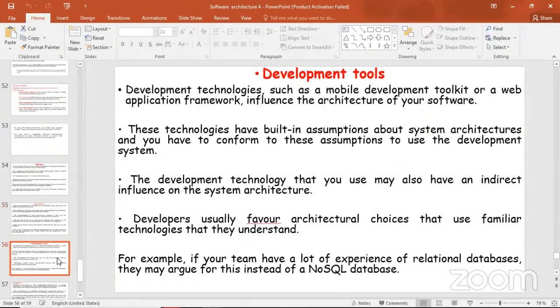Another consideration: development tools. Development technologies such as a mobile development toolkit or a web application framework influence the architecture of your software. These technologies have built-in assumptions about system architectures, and you have to conform to those assumptions to use the development system. Development technologies that you use may also have an indirect influence on the system architecture.